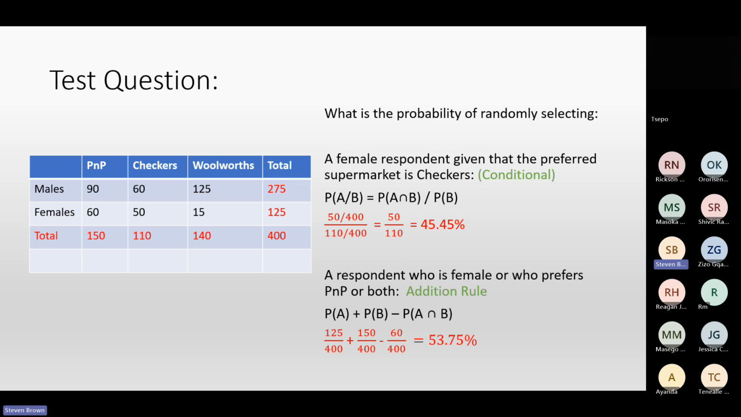So you're going to use the addition rule, which happens to be that. And then what are we going to do? So the probability of a female is 125 out of 400. What's the probability of people who prefer Pick n Pay? That is 150 out of 400. And then, of course, as perhaps you would remember from lectures, you remove or take away the intersection. The intersection is females and Pick n Pay, which is 60 over 400. And then you would do the calculation and get 53.75%.